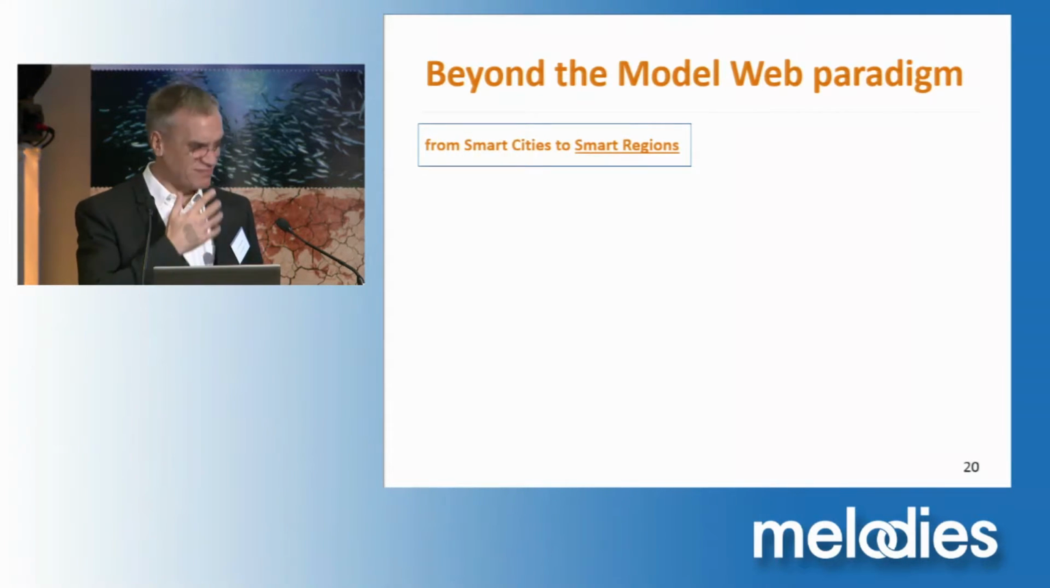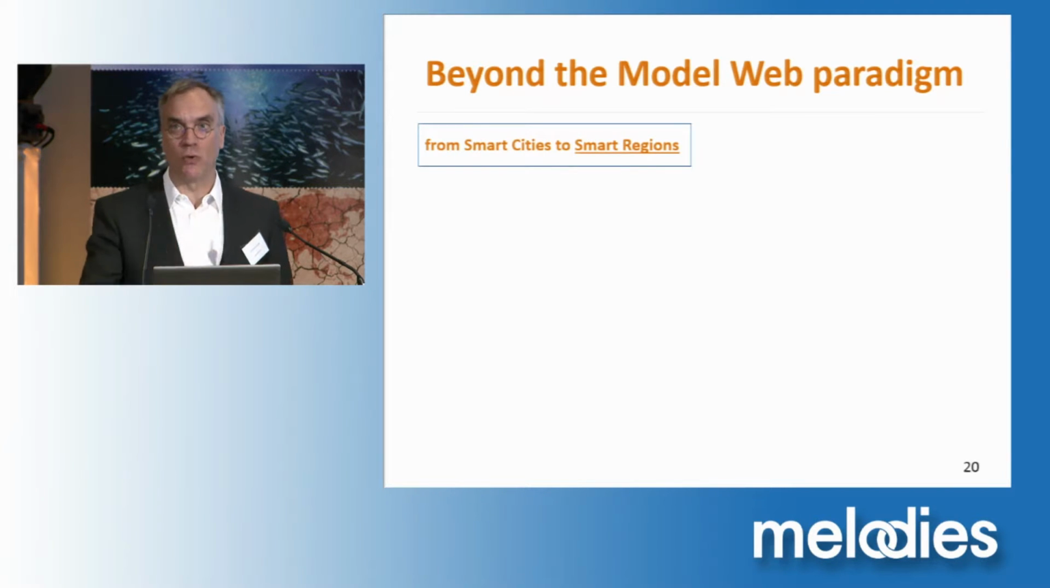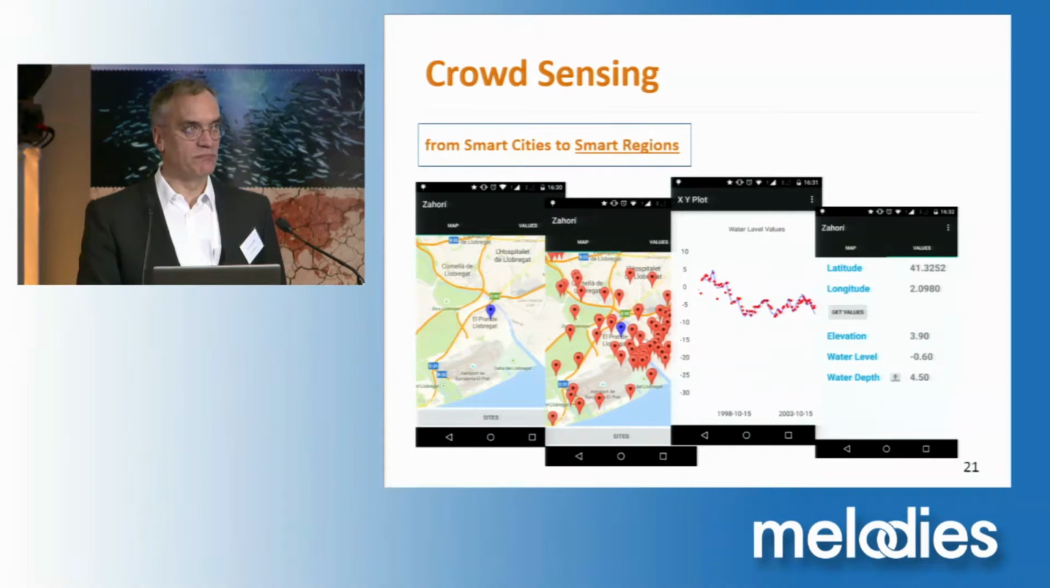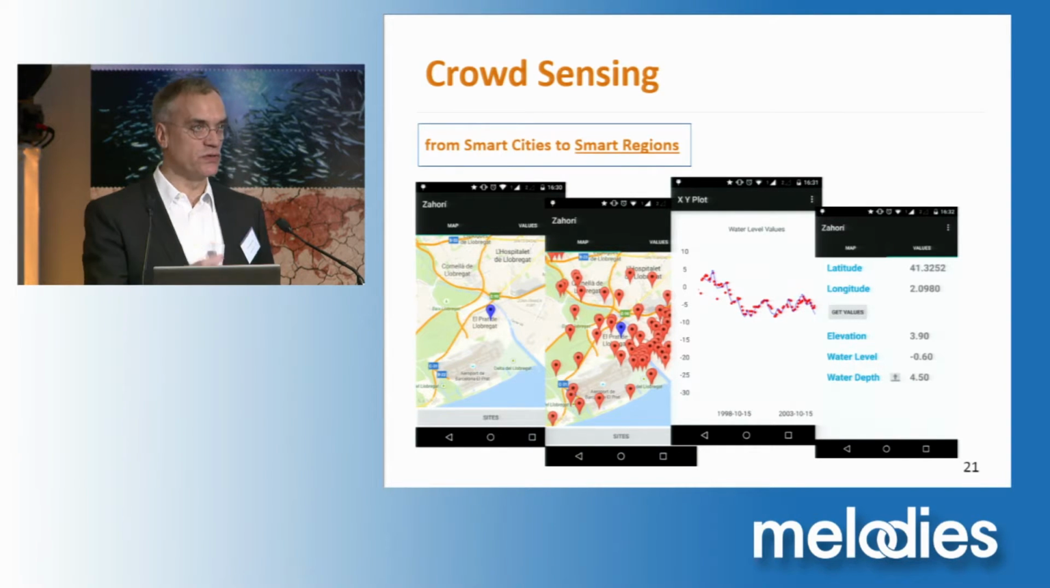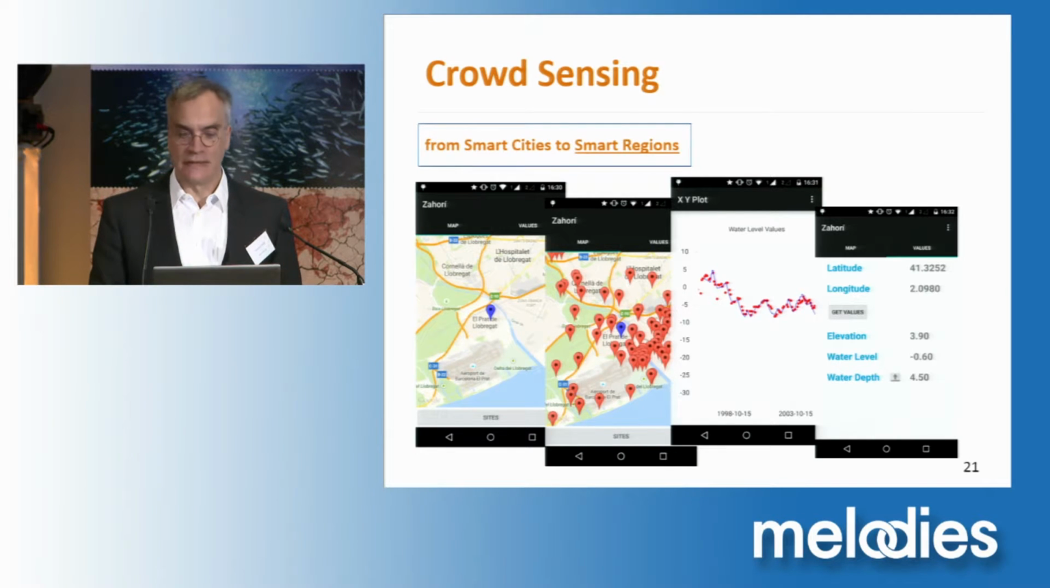We were really upset with all these smart cities, always everybody talking about smart cities. What about the smart regions? So we built up a small public application, you can get it in GitHub, in which the user can check all the sites with information and see the evolution of the water table, the water depth.